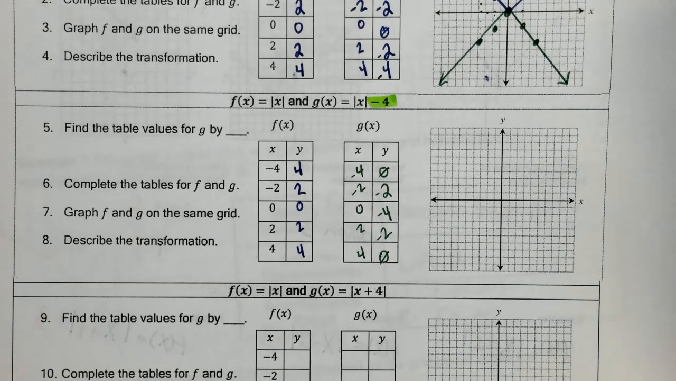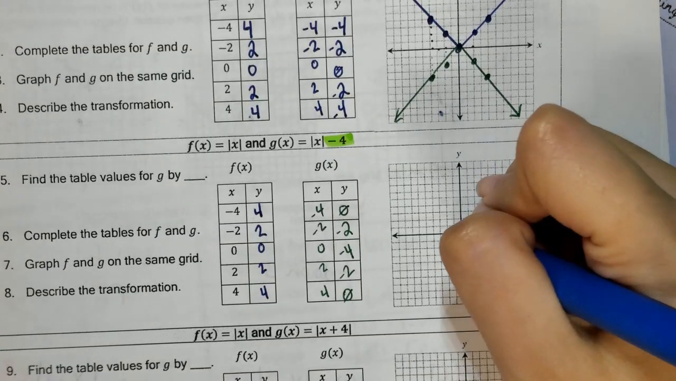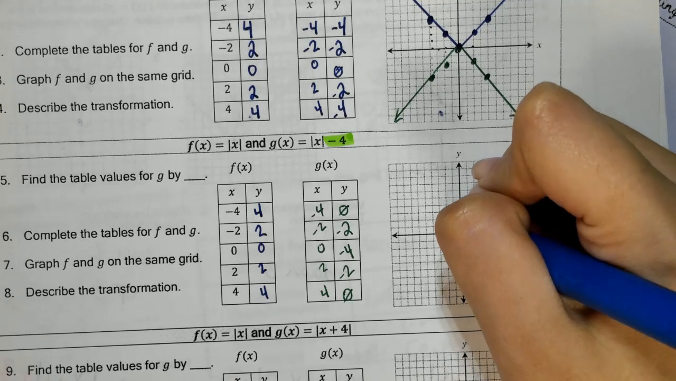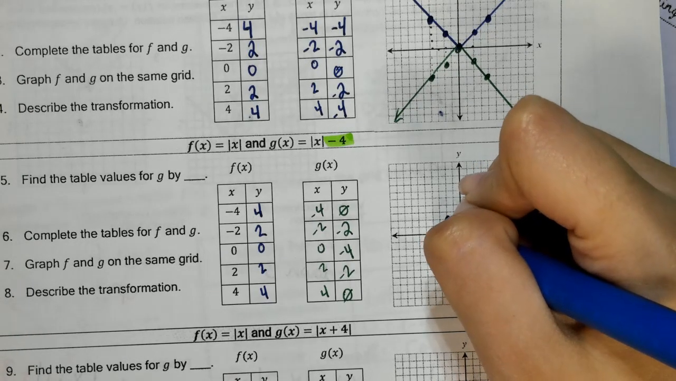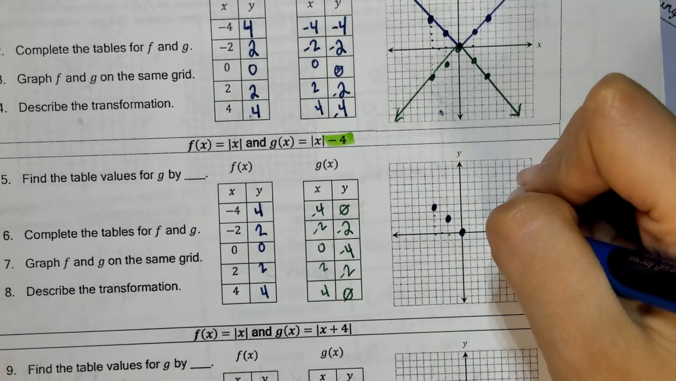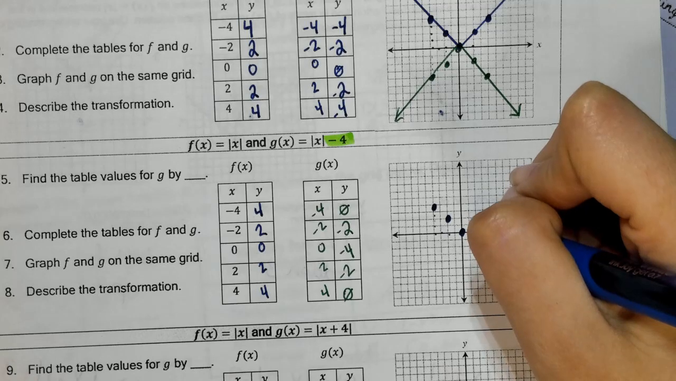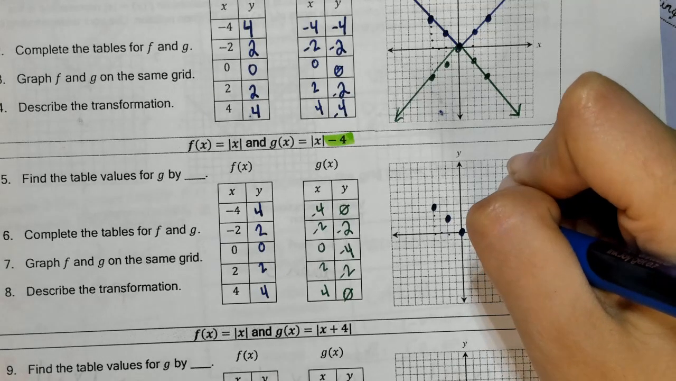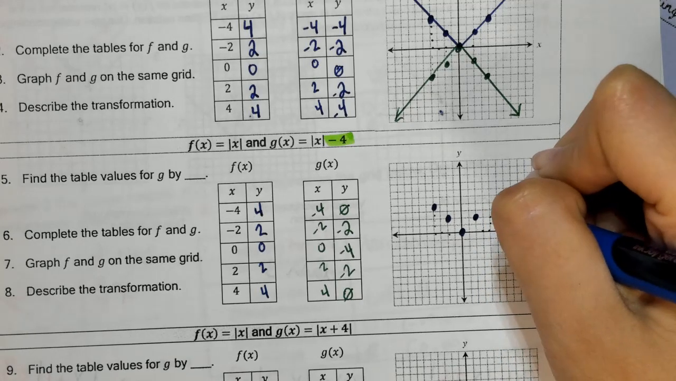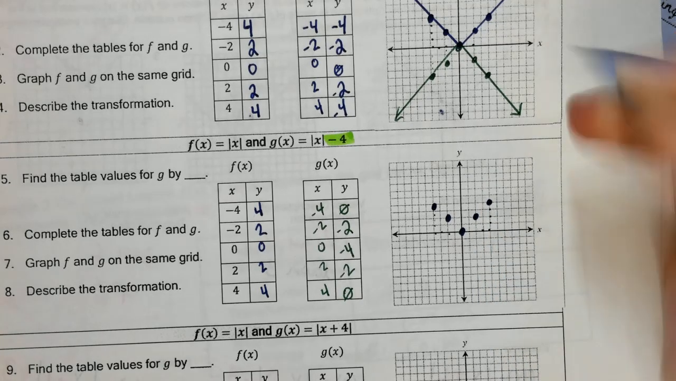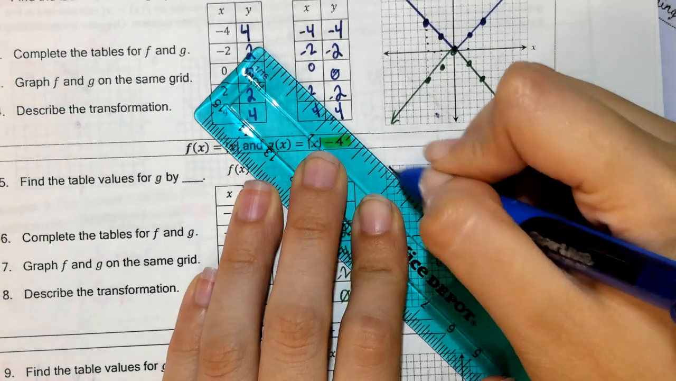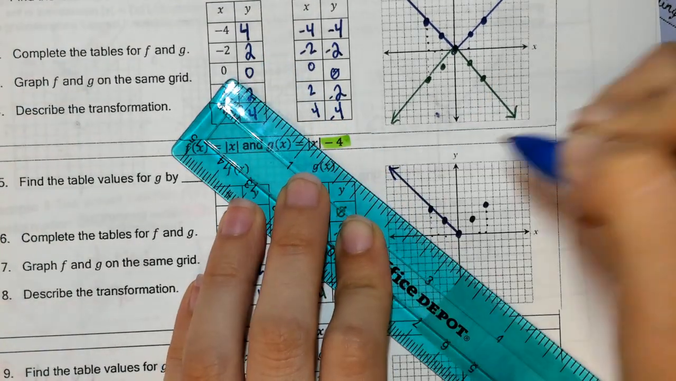So let's start plotting these graphs. I still have 0, 0; -2, 2; and -4, 4. So I still have my parent function right here. Nothing has changed so far for the blue graph.